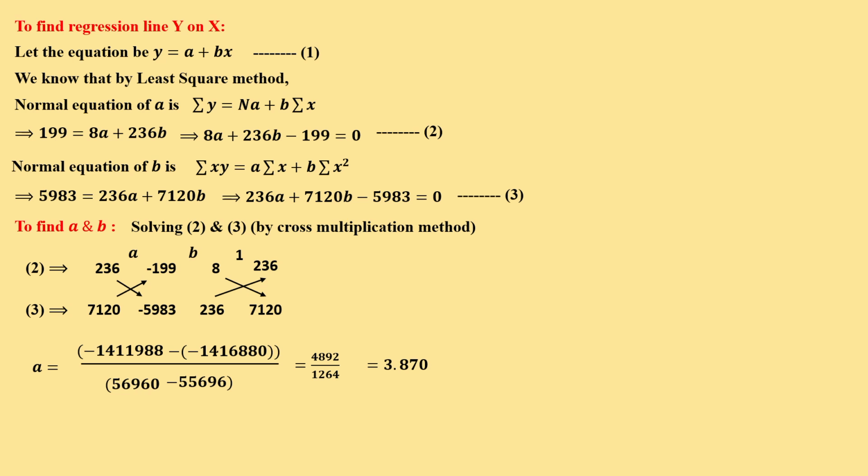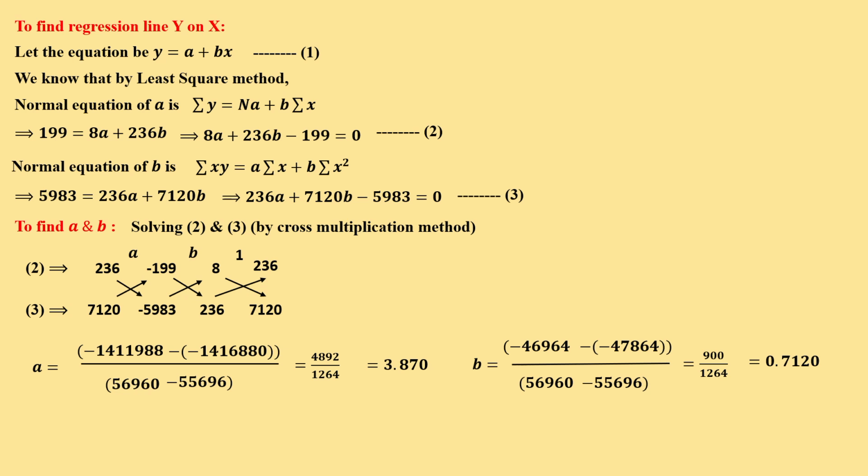Next you have to find b. So similarly take the numbers under b. Same process. So minus 199 into 236 first, then minus, you have to put minus 5983 into 8. So you will get minus of minus 47864, whole divided by the same multiplication under the number 1, right? 8 into 7120 minus 236 into 236, same number. After simplification you will get 0.7120.